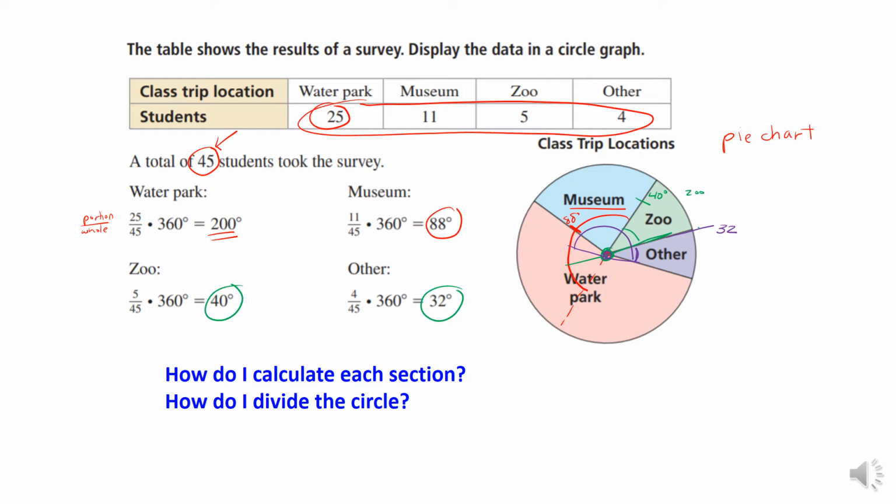So now that I've done the other three, what's left over is my water park. And it's harder to do acute angles on your protractor, so this is probably the best bet: do the three smaller ones, and then what's left over is going to be your 200 degrees. Okay? So that's how you calculate, and that's how you divide the circle. There will be nothing like this on the test, but I say give it a try.